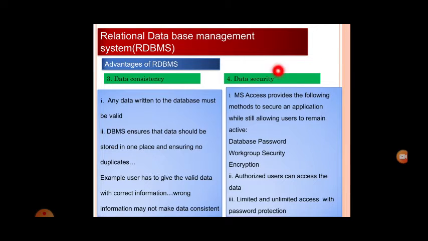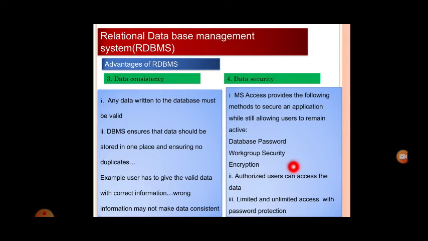Next is data security. MS Access provides methods to secure an application while still allowing users to remain active. It has a lot of methods to secure the application while the user is still active. You can change the database password, use workgroup security, and encryption. All this you can do while active, so it gives security to that particular database. Only authorized users can access the data, that is, only the persons who have been given permission can access it.